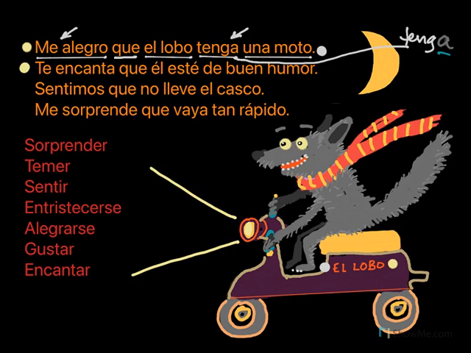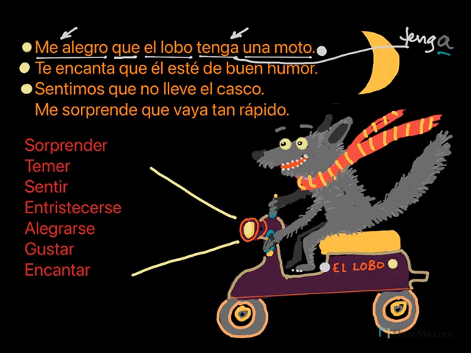So the next one is Te encanta que él esté de buen humor. It makes you happy. You love it that he is in a good mood. And again, you have here two different subjects. You have te and él. You have the trigger, encanta, which means you love it. You have the que, again. So you have the trigger, two subjects, and the que, subjunctive.